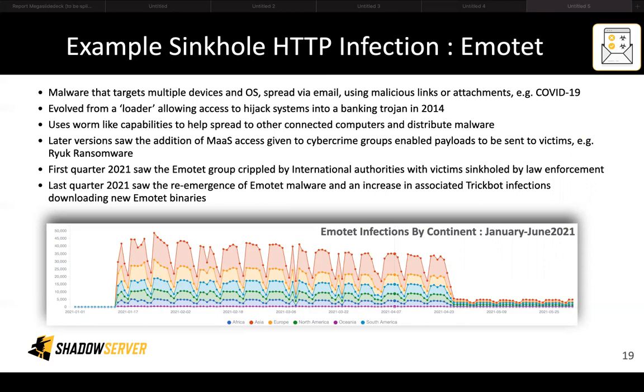In the first quarter of 2021, we saw the Imhotep group crippled by international authorities, with victims sinkholed by law enforcement. This is made available to you on the slide, showing Imhotep infections by continent from January to June 2021. Please note the huge dip in infections that corroborates law enforcement cooperation and the takedown of the malware group. The last quarter of 2021, however, saw the re-emergence of Imhotep malware and an increase in associated TrickBot infections downloading new Imhotep binaries.